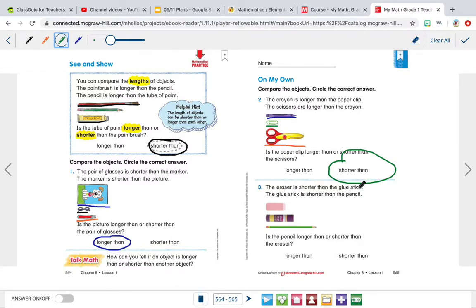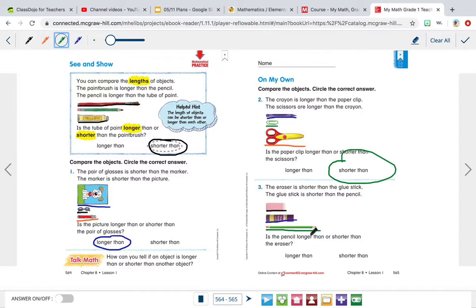The eraser is shorter than the glue stick. So here we have our eraser. It's a little line, and that's how long it is, okay? And so the eraser is shorter than the glue stick. And here's the glue stick right here. So the black line is shorter than the blue line. So the eraser is shorter than the glue stick. And the glue stick is shorter than the pencil. So here's the pencil right here. Glue stick is shorter than pencil.